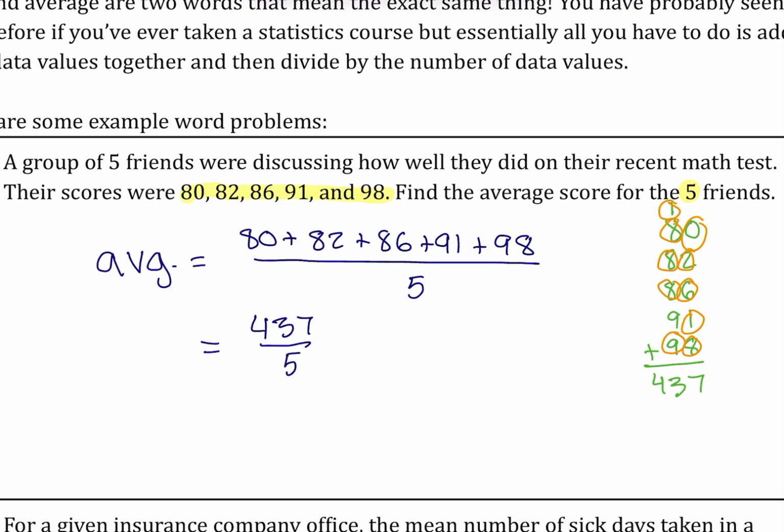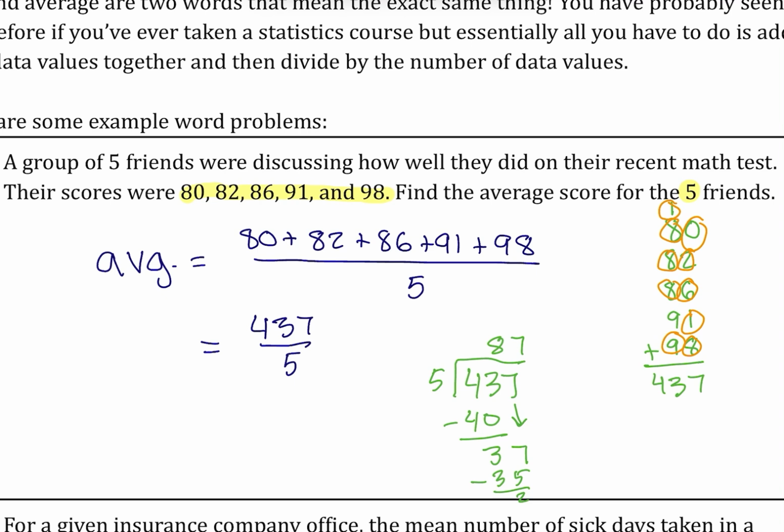Again, let's do some scratch work here. 437 divided by 5. 5 goes into 43 8 times. 8 times 5 is 40. Subtract, we get 3. Bring down the 7. 5 goes into 37 7 times. 7 times 5 is 35. Subtract, we get a remainder of 2.